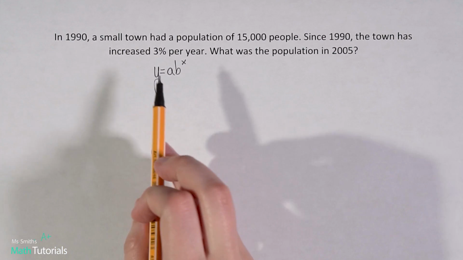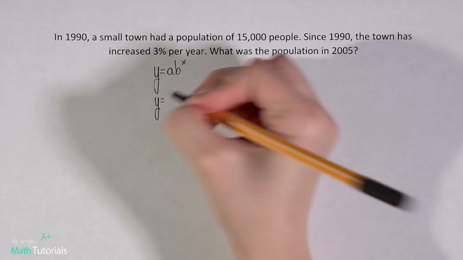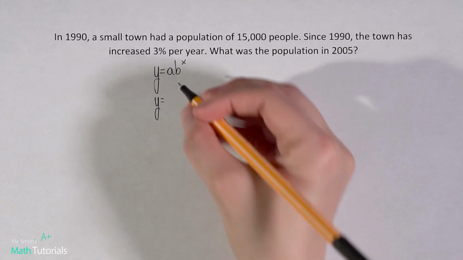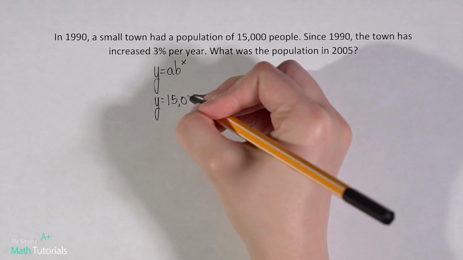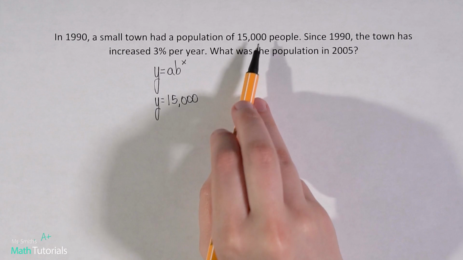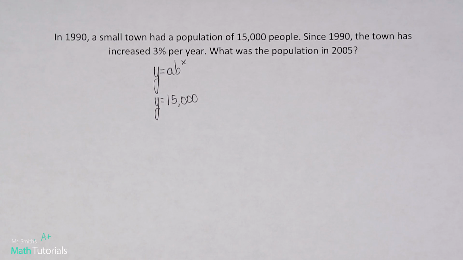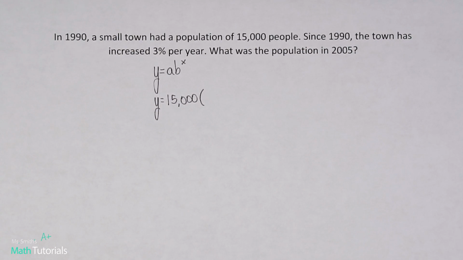So remember we said A is always our starting point. So what is our starting point in this case? 15,000, right? Because we're starting this survey of sorts in 1990, and there were 15,000 people in there at that point. Okay, now we need to work on our B value. So our B is our rate of change. So it's increased 3%. This gets a little tricky.